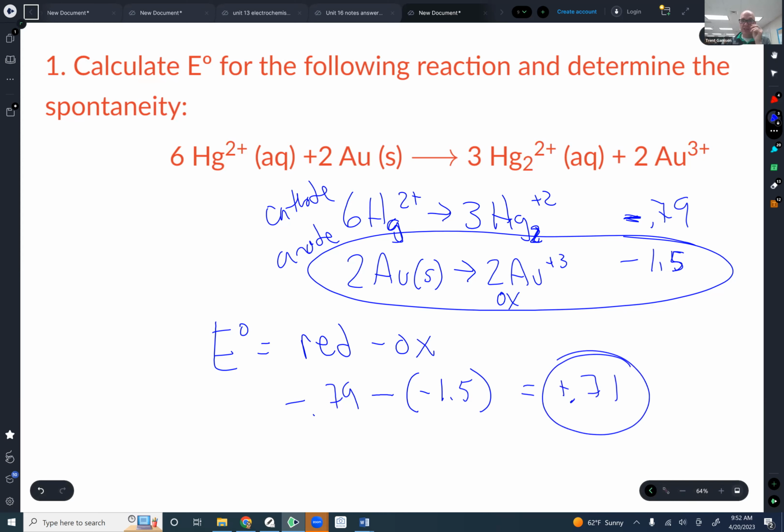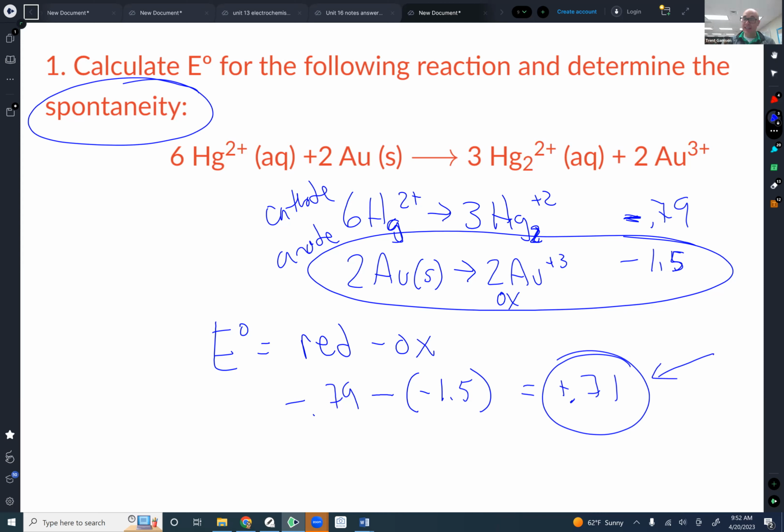For the final detail of this story, it asks us to determine spontaneity. If we have calculated this correctly, it's telling us that it's spontaneous. If it is a positive value, the way it is written, it is going to be spontaneous. It is rare that we end up with a scenario where we won't have spontaneity in these batteries, but it can occur. So in this scenario, we have a positive 0.71 volts, and it is spontaneous.